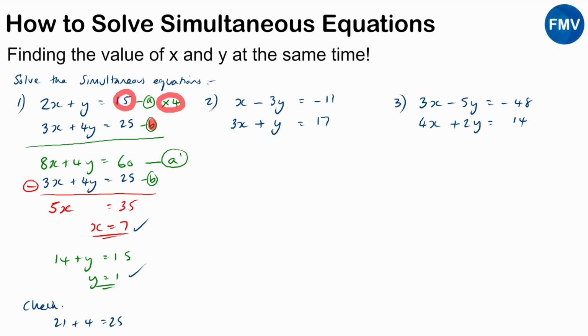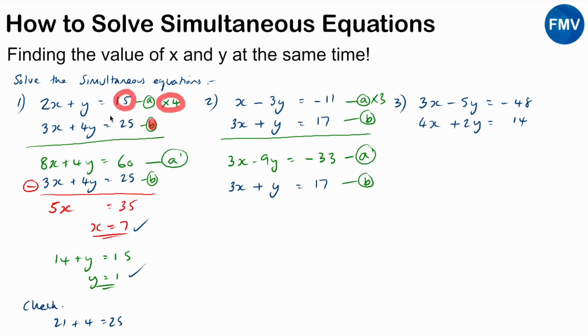Okay, so that was just one added step. That was it. Let's do that again for this next one. So if we look at these, we have got equation A and equation B. I'm going to multiply the top one by 3. 3x minus 9y is equal to, don't forget to multiply the 11, minus 33. That is now equation A dash. Just bring down equation B. And now you're back to the original concept of elimination.